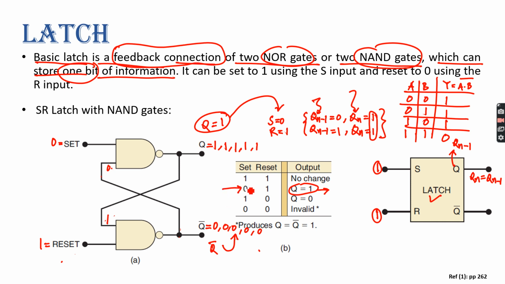So no matter what the previous state was, if you put set equals to 0 and reset equals to 1, your q n will always be 1 for the present case and for the future state as well. Clear? Yes, sir. Okay. Now let's go to the next step. What does it say?